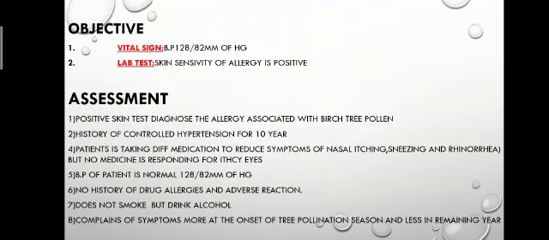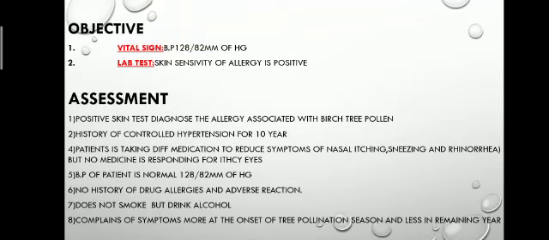Objective: the vital signs, we have only been given the blood pressure, which is 128/82 mmHg and normal. Lab test is positive, which shows that the patient has allergy.